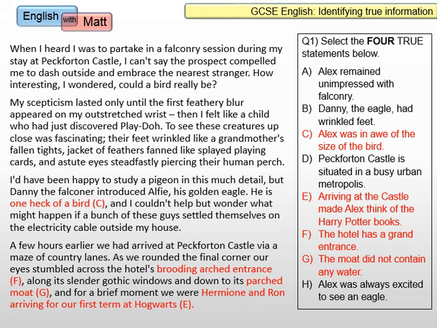B often trips students up. Danny is not the eagle. Danny is the name of the falconer. So again, be careful with that. The name of the bird is actually Alfie.